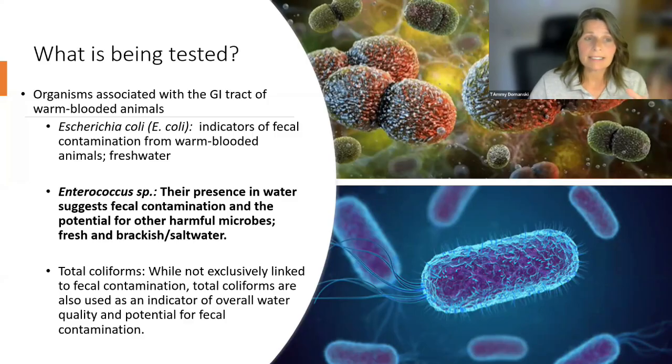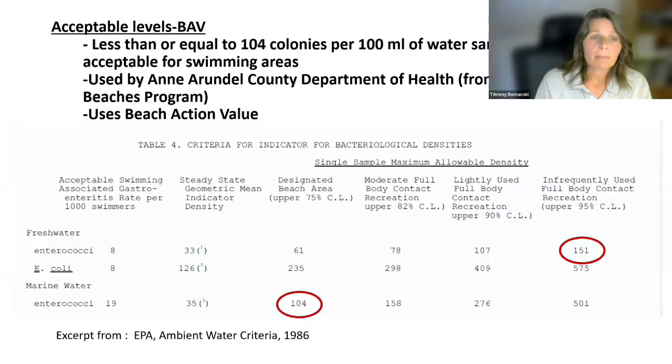In both cases, with E. coli and Enterococcus species, we're looking at contamination from warm-blooded animals, and a number of birds, as we mentioned, geese, big problem, ducks. But E. coli is mainly used for freshwater. Most of the testing we do is really in brackish water. So Enterococcus species have been found to be a better indicator in that type of water. So that's the testing we do. That's why it's in bold, tests for Enterococcus.